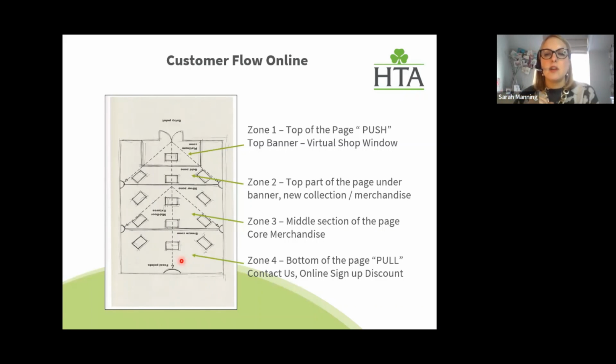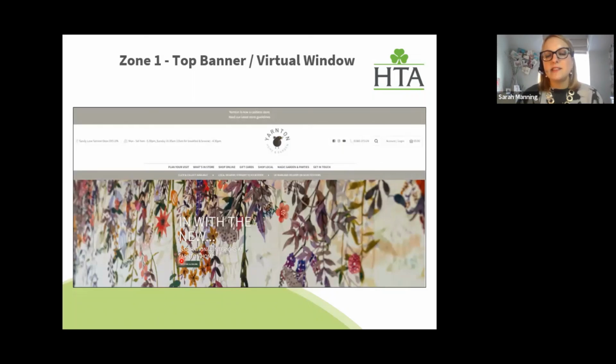So let's just have a look at some examples of this. This is an example of Yarnton, where they've got their header banner, which is introducing them to new season. In with the new, it says here. So this is a great example of a header banner where it's introducing the customer to their new season product following on from Christmas. So all of this is inspirational interiors at Yarnton Home. This is quite a good example of a current header banner, which is in line with current trends.